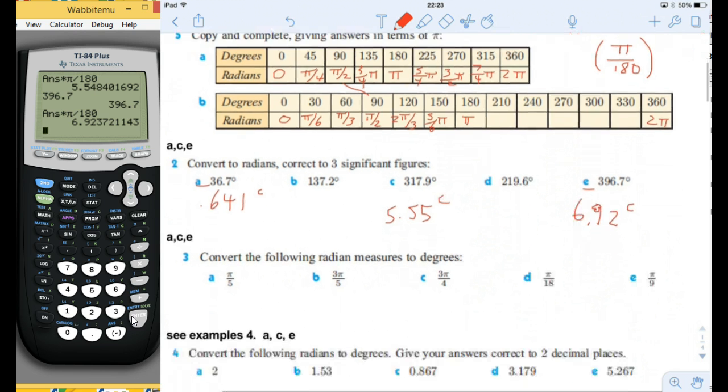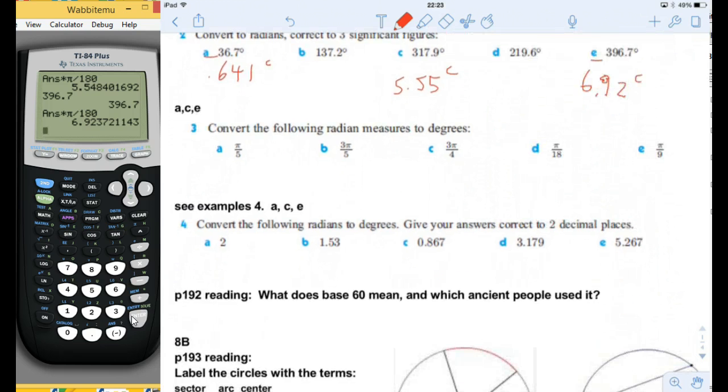Okay, next one. Convert the following radian measures to degrees. So now we are going the opposite way. So now we're going to multiply by the factor pi on the bottom and 180 on top. How do we know that pi goes on the bottom? Well, since we have radians to start with, we want to cancel out the radians, so we put the radians on the bottom.